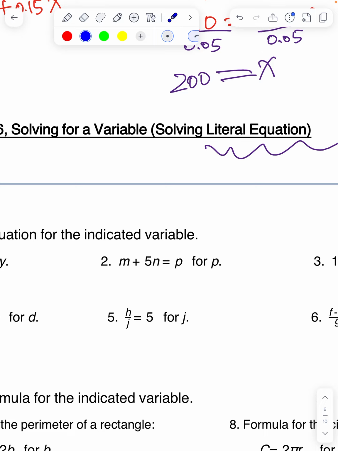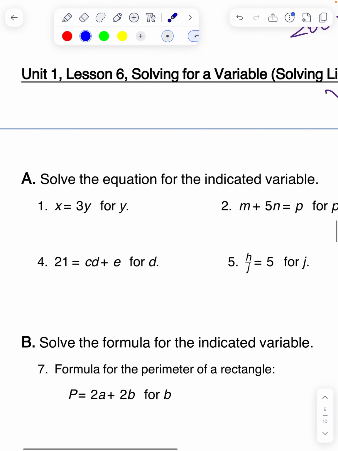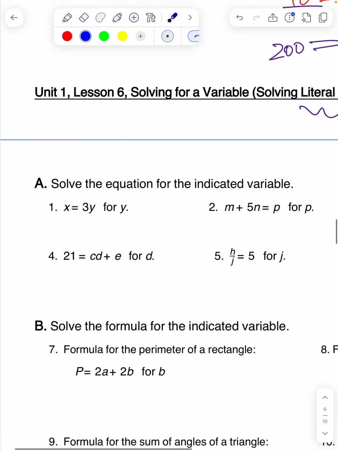For example, 5x equal to 10. This is not a literal equation because we only have one variable. If we have 5x plus b equal to 10, this is a literal equation because we have two unknowns. We have x and we have b, right? Literal equation: more than one letter in the equation, more than one unknown. Okay.